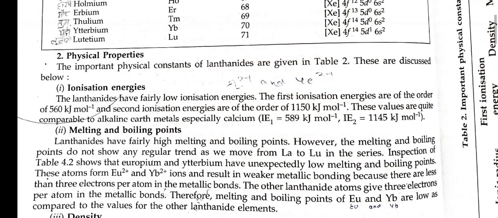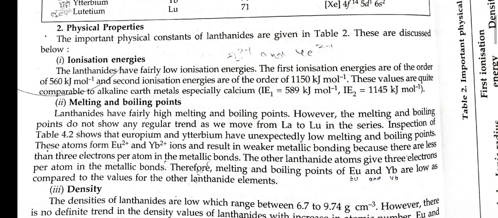Second is physical properties. The important physical constants of lanthanides are given in table 2. These are discussed below. First is ionization energy. The lanthanides have fairly low ionization energy. The first ionization energies are of the order of 560 kJ per mole and second ionization energies are of the order of 1150 kJ per mole. These values are quite comparable to alkaline earth metals, especially calcium. IE1 is equal to 589 kJ per mole. IE2 is equal to 1145 kJ per mole.